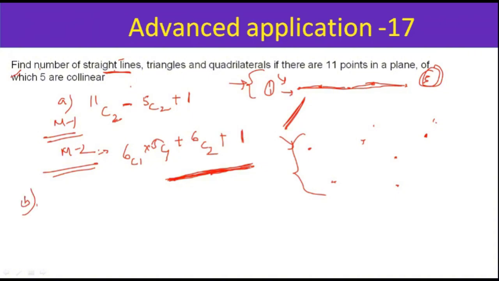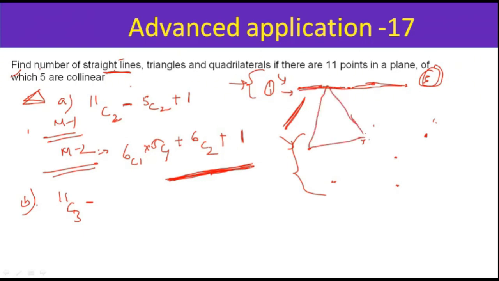Second question, number of possible triangles. Again, what do I need for a triangle? I just need 3 non-collinear points. So again, same thing. If all the 11 points would have been non-collinear, the answer would have been 11C3. But I know I can't choose all the 3 points from here. So I will have to remove those cases when all the 3 points are chosen from here, right? Because I can choose 2 from here, 1 from here.